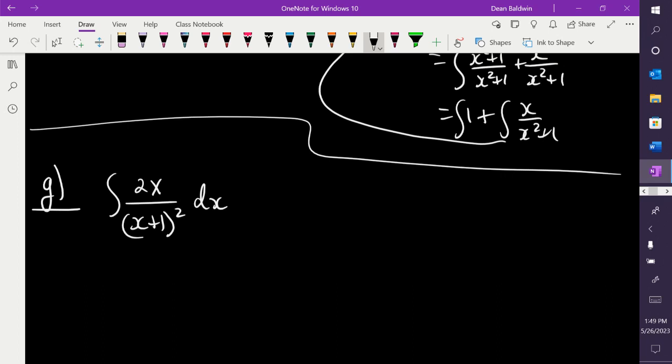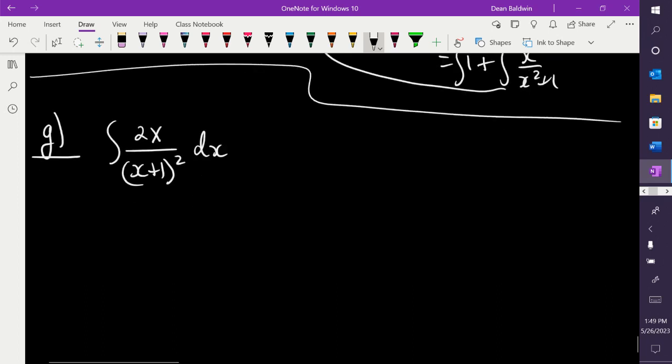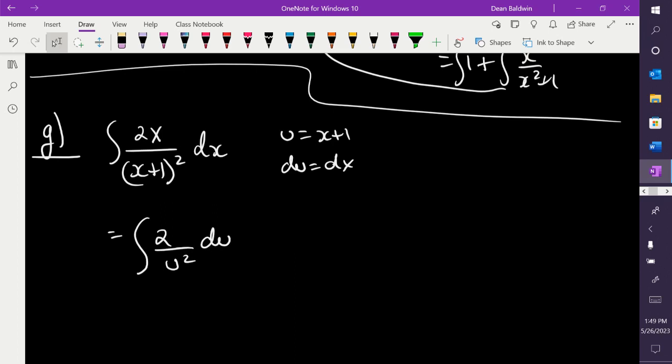What is u going to be? x plus 1. So du is equal to dx. Yeah, is that where we are? So we put that into the integral. We get 2 x dx is du. So I get over u squared du. So I end up with that integral.